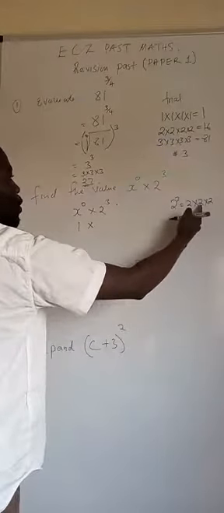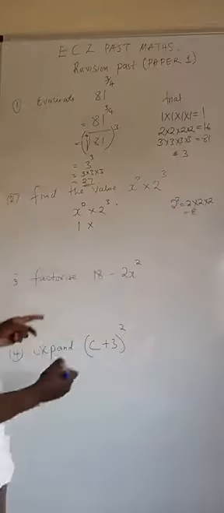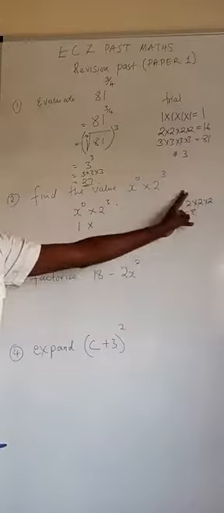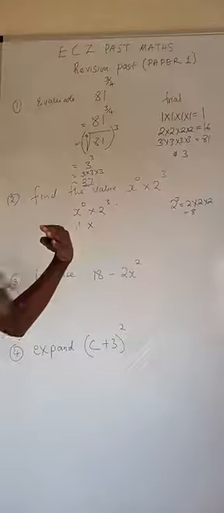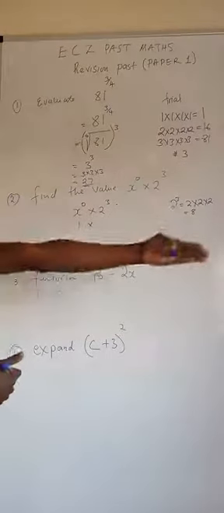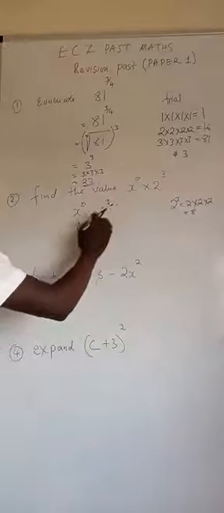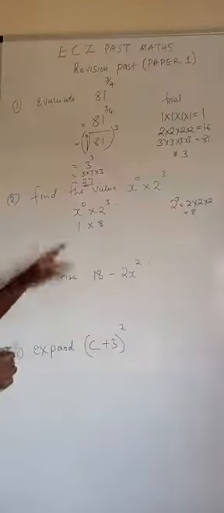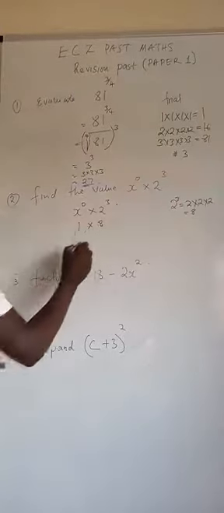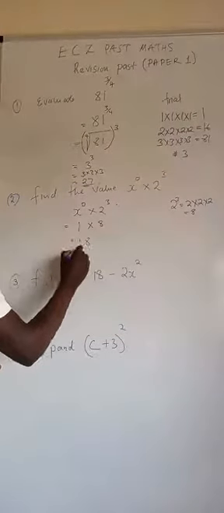2 times 2, 4. Times 2, 8. So if I say 2 to the power 3, I mean multiplying 2 3 times. It means 2 times another 2 times another 2. That means 2 to the power 3 is actually 8. 1 times 8 is 8. This is the answer. This is how you solve this.